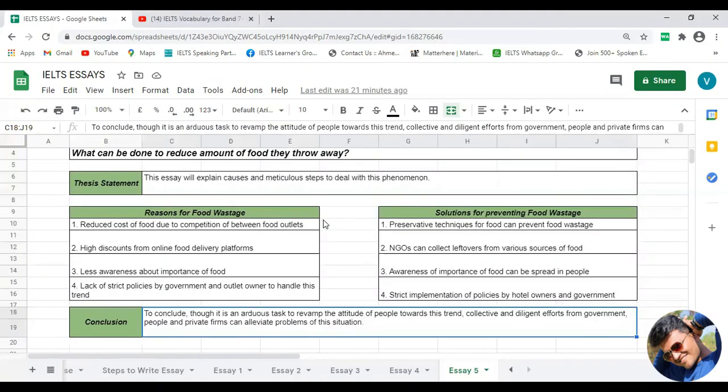I hope you enjoy this explanation, right? And now, without wasting any time, let's see the entire essay, slide by slide, which I have written by using these points.